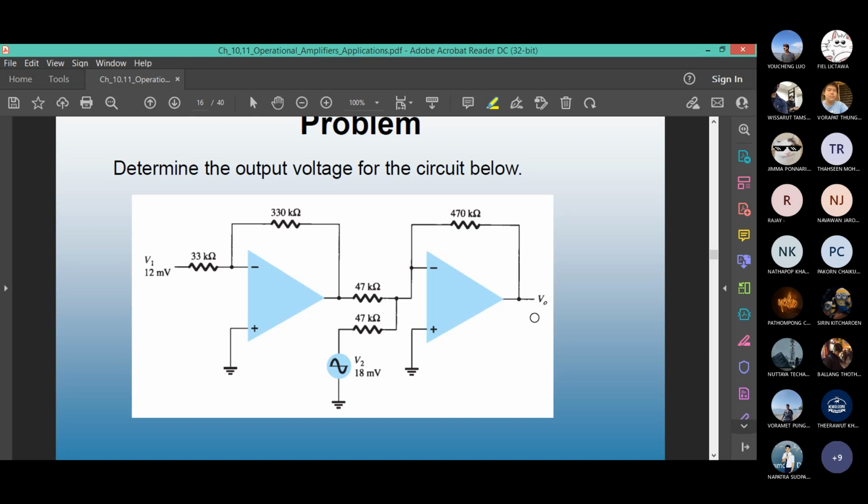Any question about this circuit? No questions?